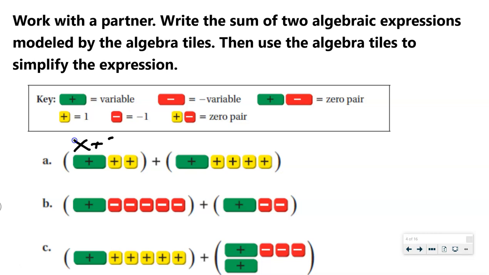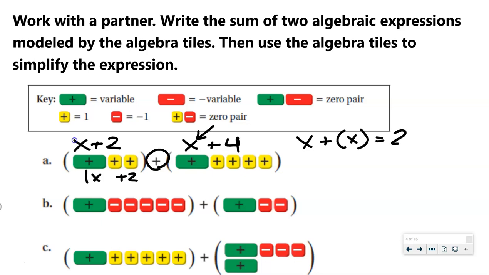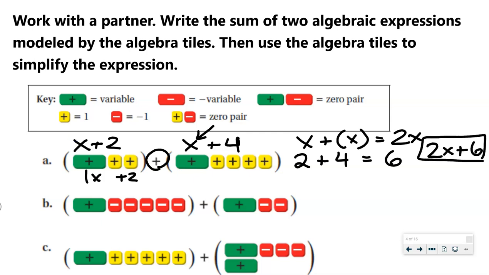We see x plus 2, 1x, and 2 positive constants, right? And right here we see x plus 4. And when we put those together, each expression is going to be x plus a positive x, right? And that positive x comes from right there. And we get our plus from the middle right there. So we end up with 2x. And then the next one, we have 2 positives plus 4 positives, right? And so we have 6. And so our final answer is 2x plus 6.